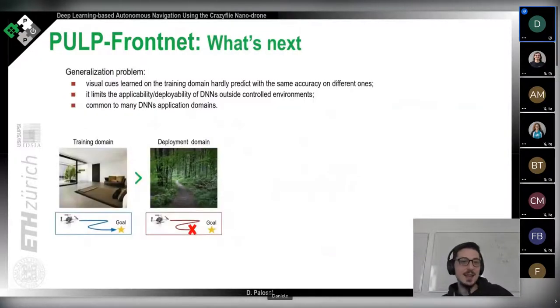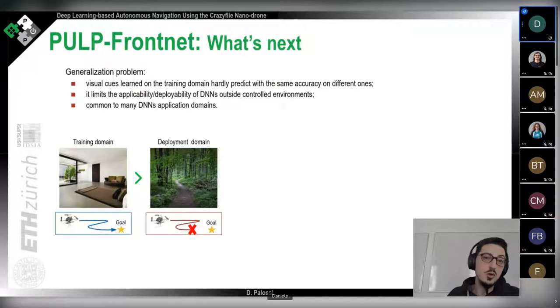Okay. Then last part, I will try to be very, very fast on this as the timing is running out and probably you have a few questions. What we saw until now with the PULP FrontNet was testing it within the same environment. So we need the mockup to acquire the data, and we want to assess the goodness also with the ground truth and the precise measurement, so inside the same room. But what happens when we fly outside the training domain, this friendly environment? Usually this is a very common problem in deep learning, and when you move to a different domain, the performance is not as good as in the comfortable one.